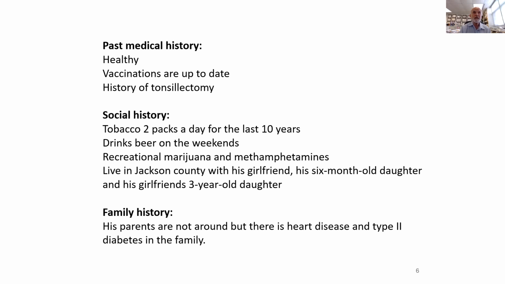His past medical history, he's healthy. He has vaccinations that are all up to date. He had a history of tonsillectomy. Social history, he has been a smoker of at least 2 packs per day for the last 10 years. So he's been a heavy smoker. Drinks beer occasionally on the weekends. And he does use recreational marijuana and methamphetamines. He lives in Jackson County with his girlfriend, his 6-month-old daughter and his girlfriend's 3-year-old daughter. And then his family history, his parents are not around, but there is heart disease and type 2 diabetes in the family.